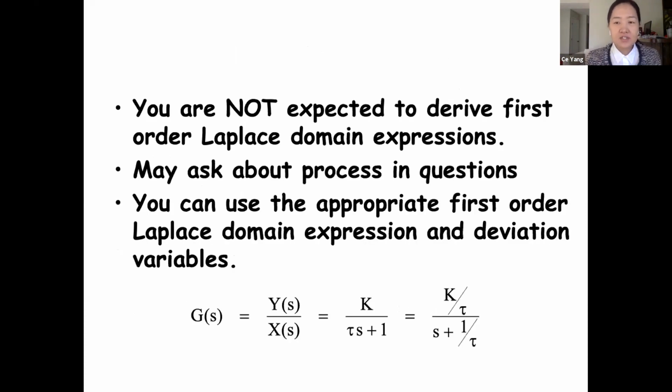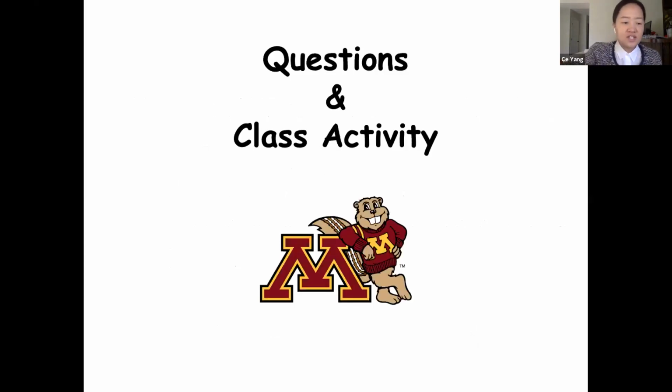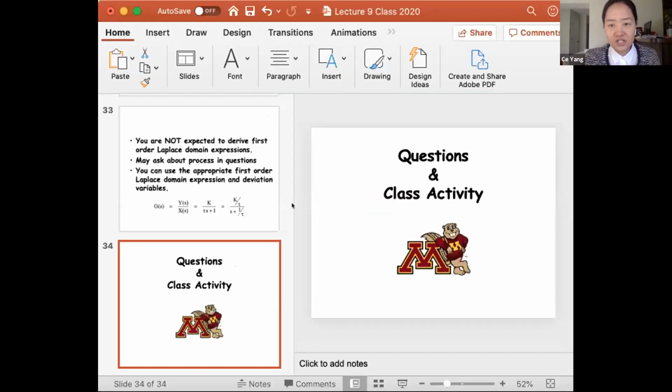And you're not expected to derive the first order Laplace domain expression. So as long as you can identify the problem successfully, you can come back to the course packet or the slides to find the first order Laplace domain expression and directly use it. We may ask about the process in the questions, and you can use the appropriate first order Laplace domain expression and deviation variables. And any questions for this summary of lecture?